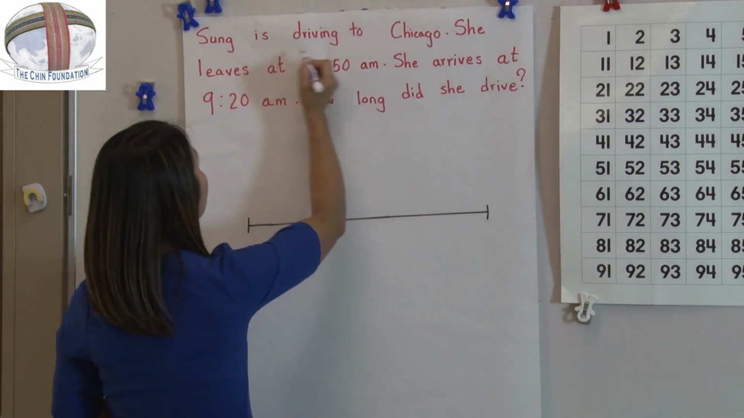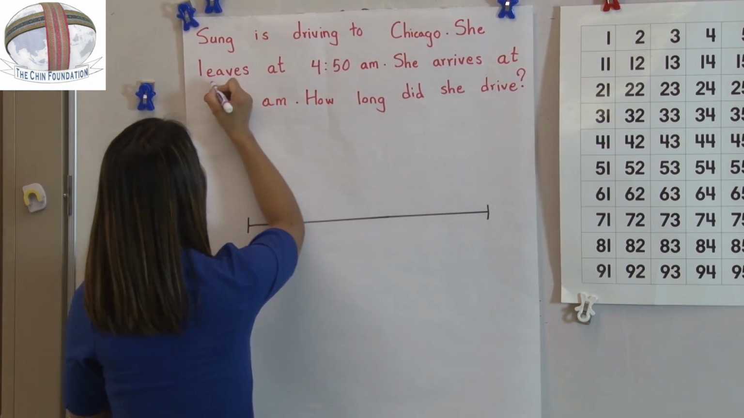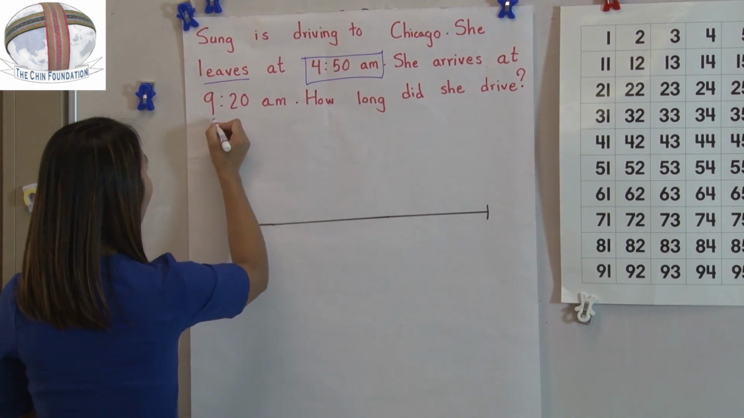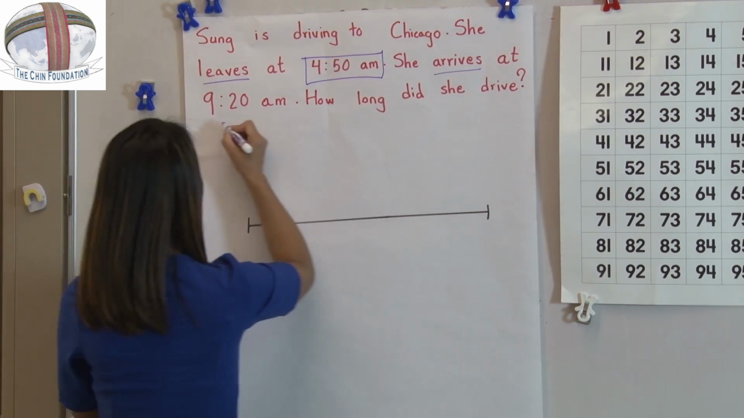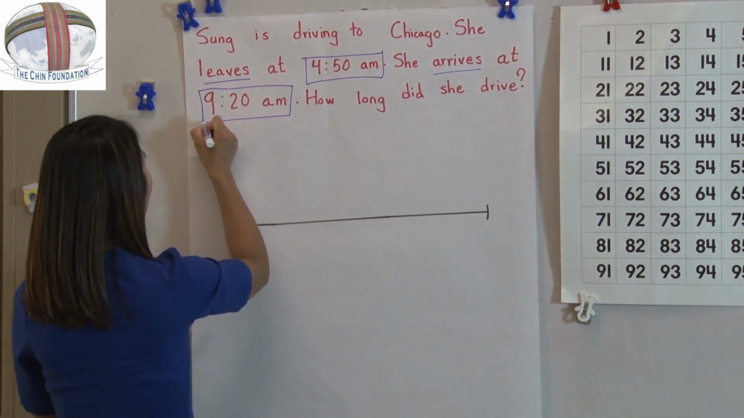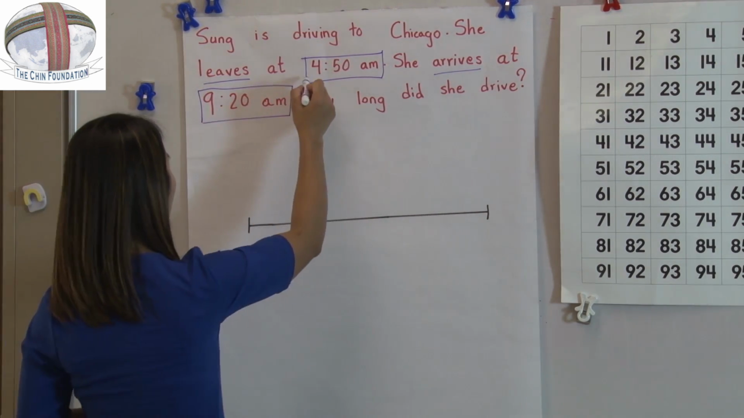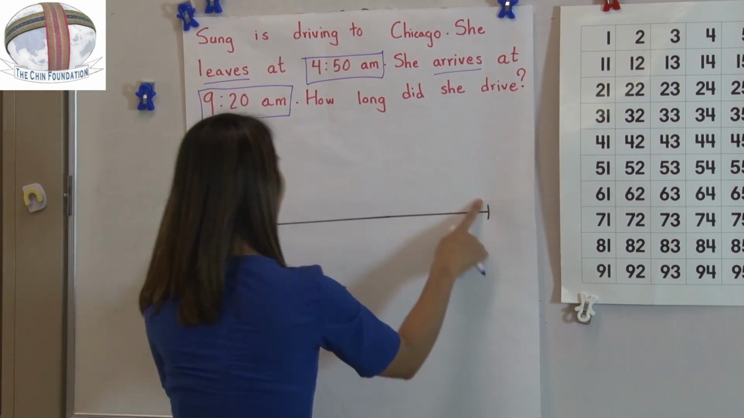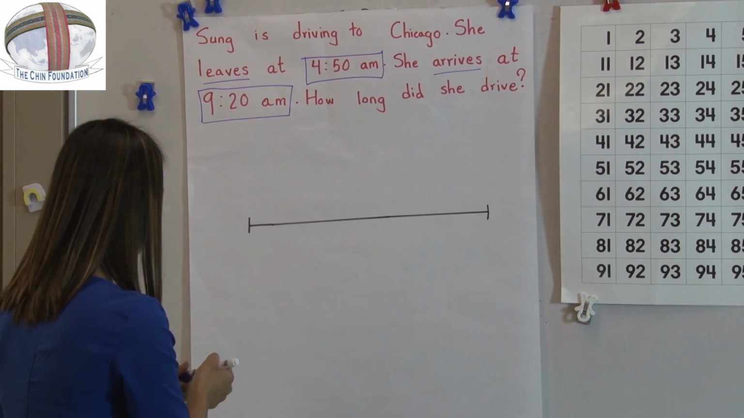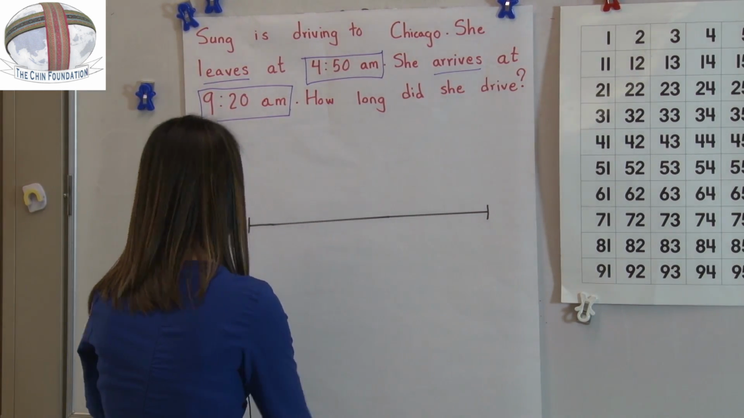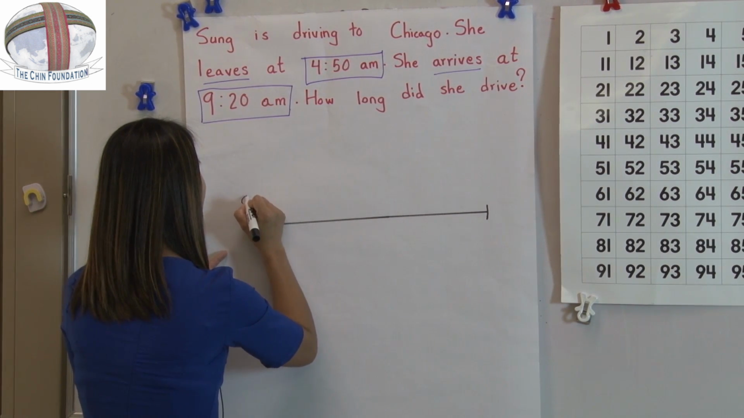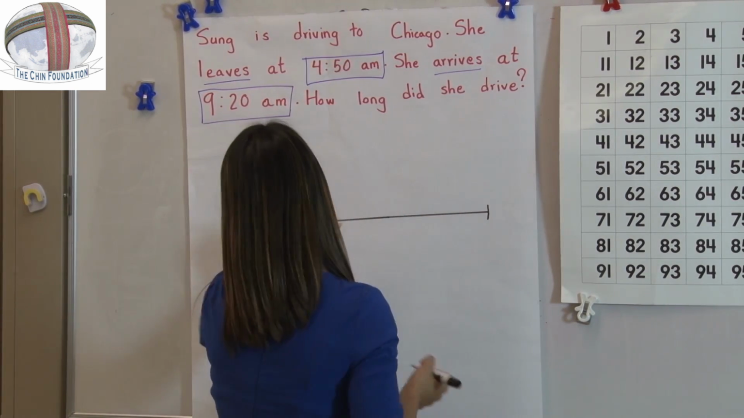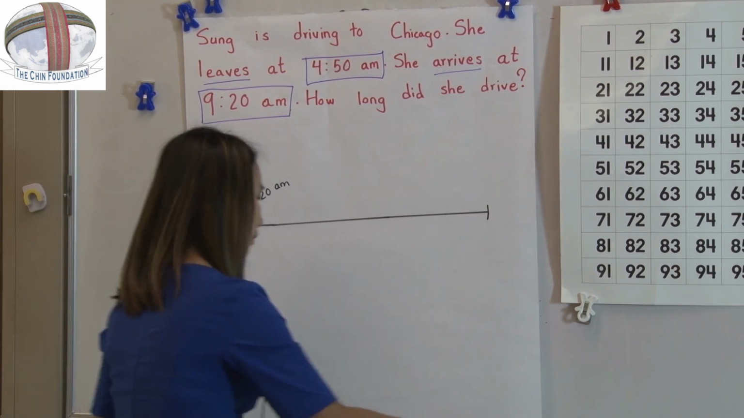Okay, so she's driving to Chicago. She leaves at 4:50 a.m. and she arrives at 9:20 a.m. So I know when it starts and I know when it ends. Okay, how long did she drive? We need to know how long did she drive. Okay, so here we know the start time. Sorry, it should be 4:50.